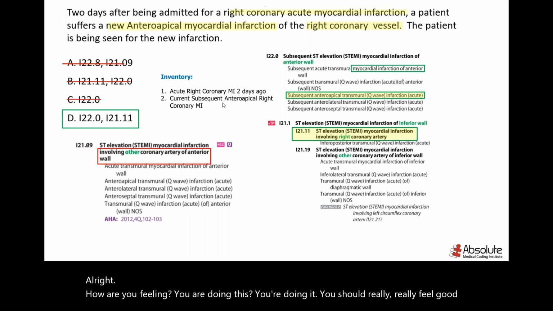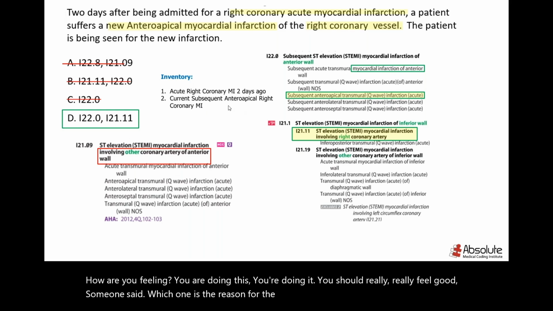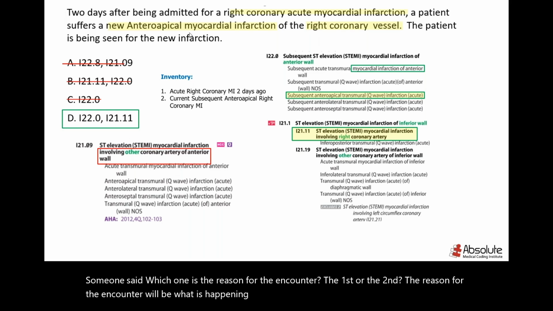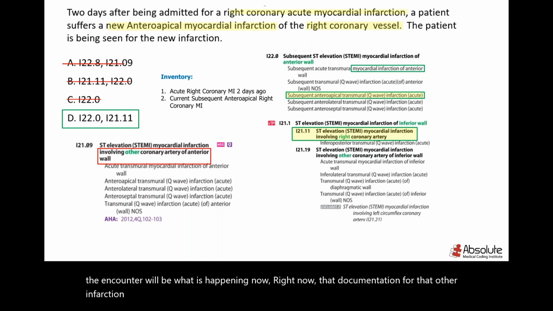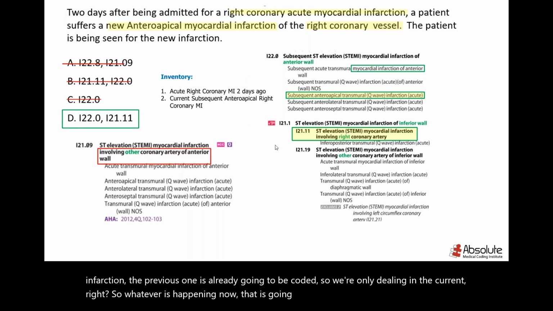Someone said, which one is the reason for the encounter, the first or the second? The reason for the encounter will be what is happening now, right now. The documentation for that other infarction, the previous one, is already going to be coded. So we're only dealing with the current, right? So whatever is happening now, that is going to be the reason for the encounter. Great question.